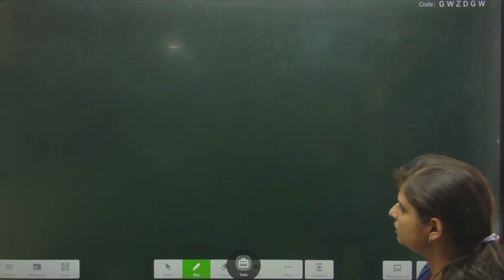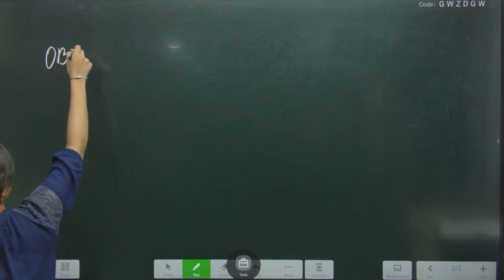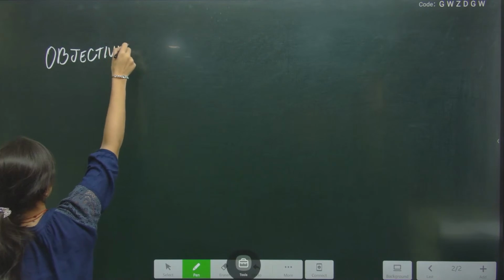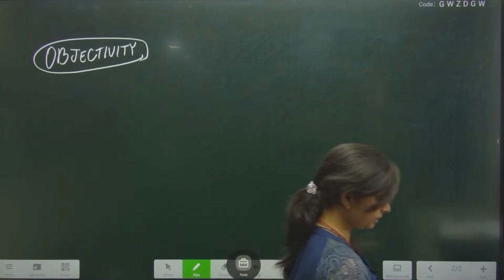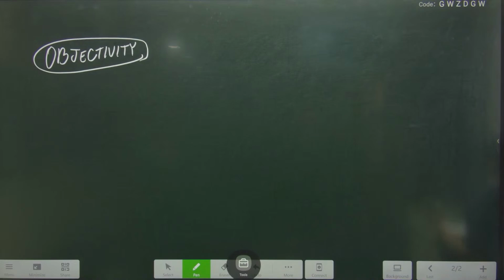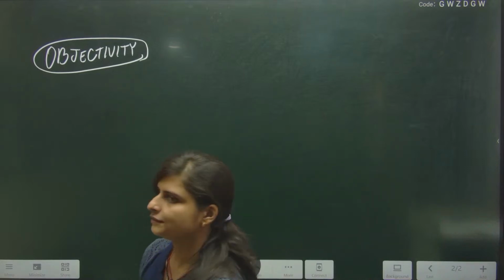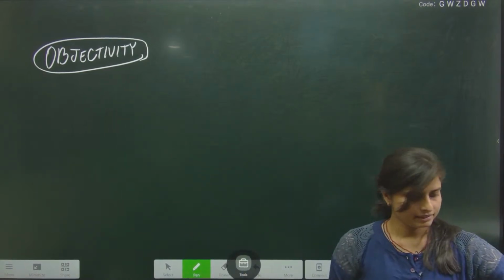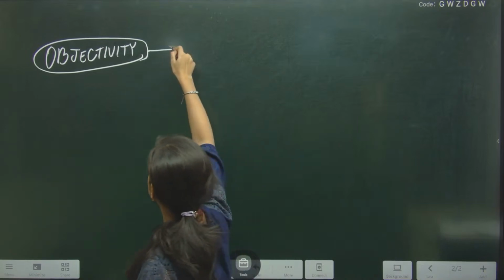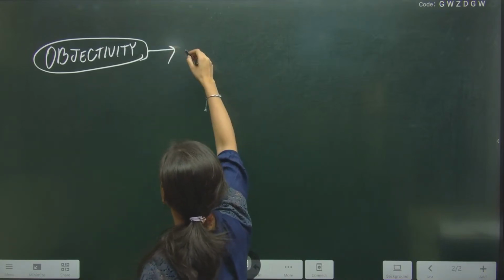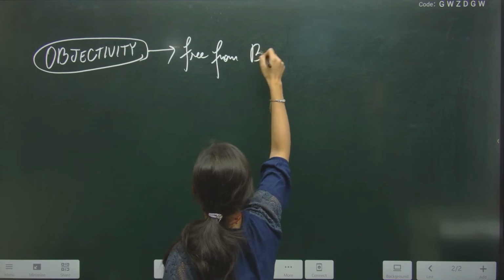Now we can head towards what is objectivity. What is objectivity? Objectivity, as the name itself suggests, and in the previous slide I told you, anything which is not subjective, free from biases, we can say is objective. So objectivity can be said as free from bias.